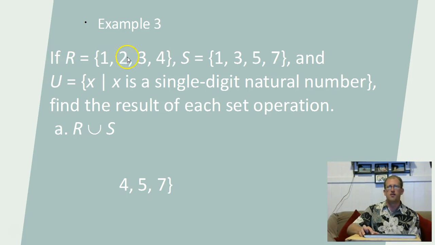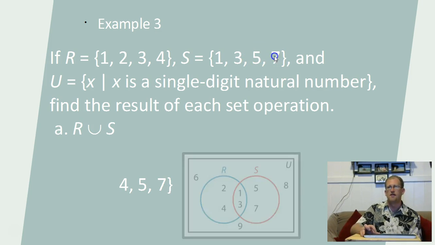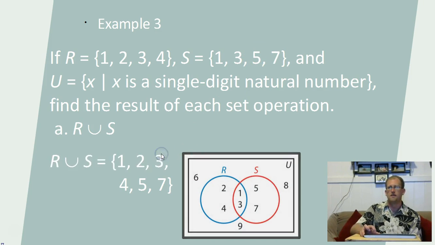If set R is 1, 2, 3, and 4, and set S is 1, 3, 5, and 7, and the universal set is X such that X is a single-digit natural number, that's the universe we're using. Okay, so it's 1, 2, 3, 4, 5, 6, 7, 8, 9. Find the result of each set operation. So R union S. We're going to take R and we're going to take S and we're going to smash them together. So 1, 2, 3, 4, 5, and 7 would be the answer there. Okay? 1, 2, 3, 4, 5, and 7.